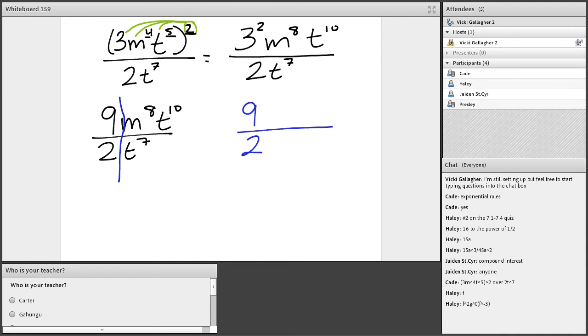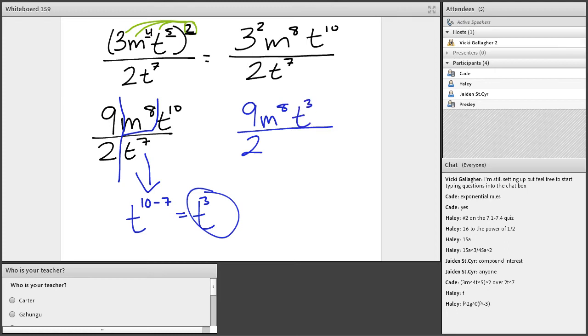Next, I noticed that the letter M, there's only one of them, so that's just going to stay put. I'm not going to do anything with that. And then finally, I do need to deal with my letter T. So since it's a fraction, we're going to subtract the top number minus the bottom number. And so that's t to the third. And when you get a positive answer, you're going to put it on top of the fraction. And then that would be your final answer. We can't do any more math with that.